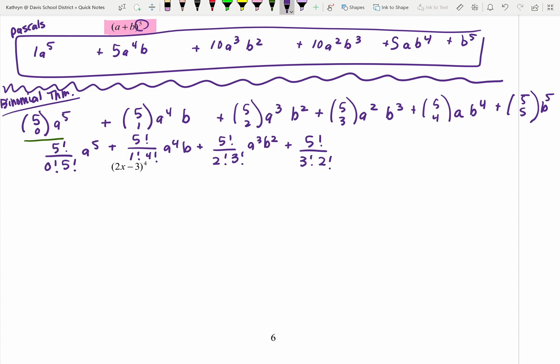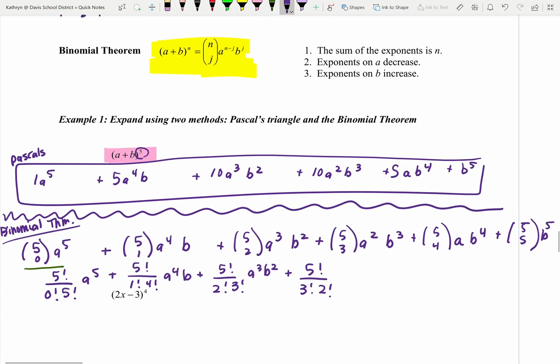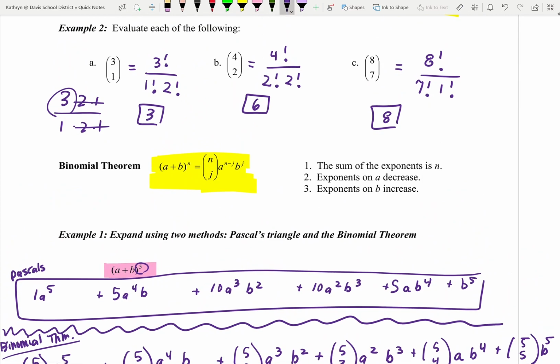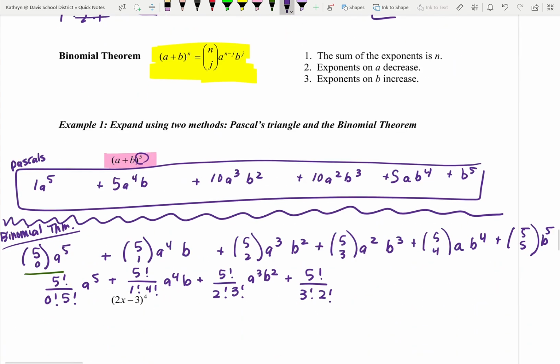Just answer me out loud. Are you following me? Yes or no? Give me a big yes or a big no. Okay, so here's what I'm doing. Remember this right here? Go back to this. Okay, be quiet, please. Go back to this. I went 3 factorial divided by 1 factorial. 3 minus 1 is 2 factorial. So I'm just doing that again.